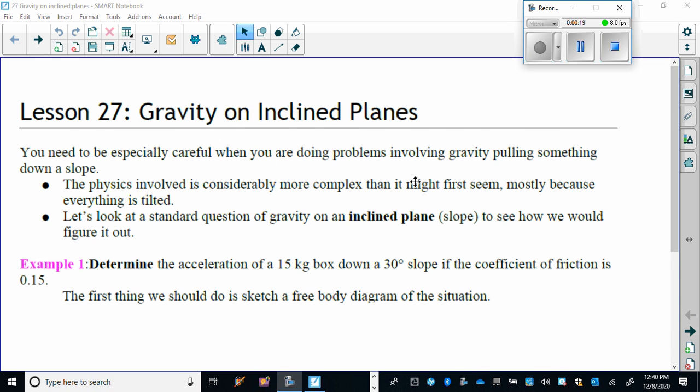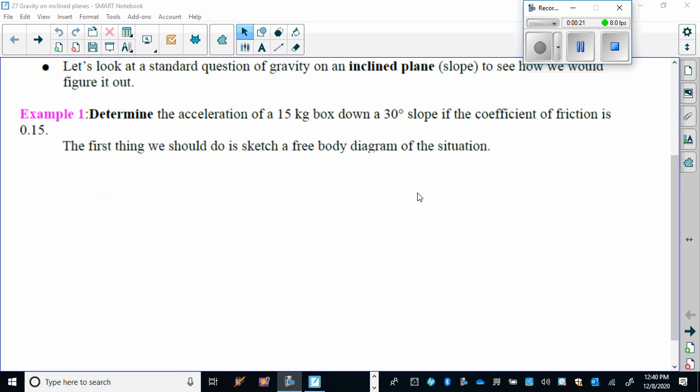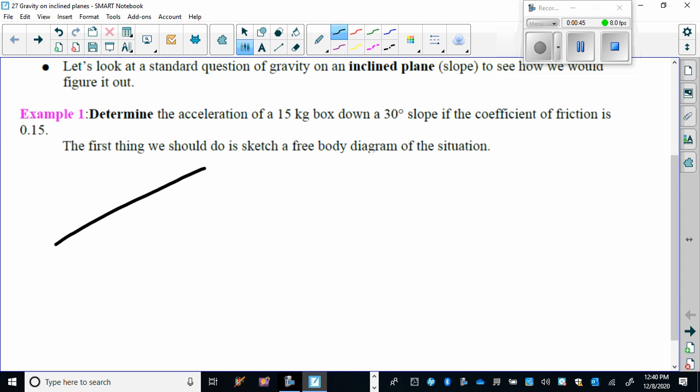Gravity on inclined planes. So now we're going to determine the acceleration of boxes and things going down a slope or up a slope, taking into account the friction. The one example of this lesson is: determine the acceleration of a 15 kilogram box down a 30-degree slope, and the coefficient of friction is 0.15. Here's a sketch. 30 degrees.